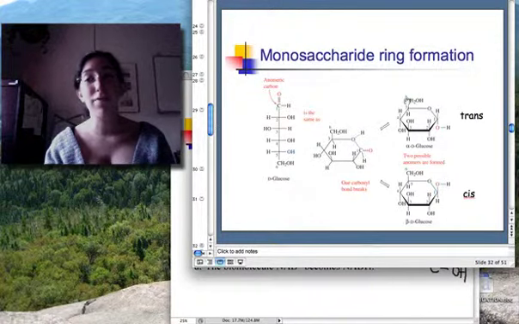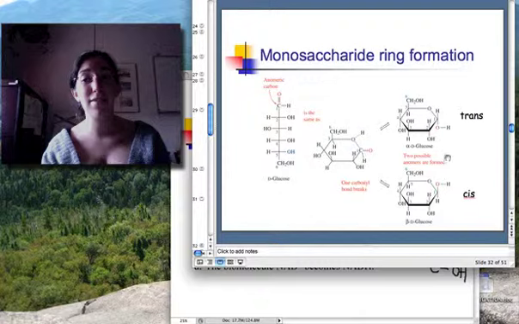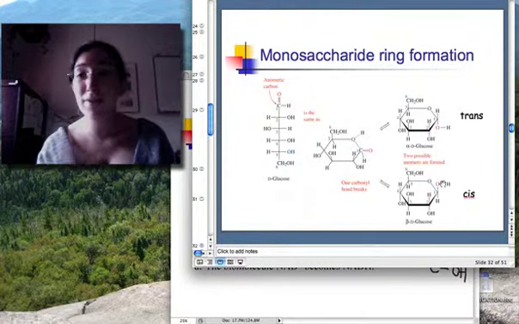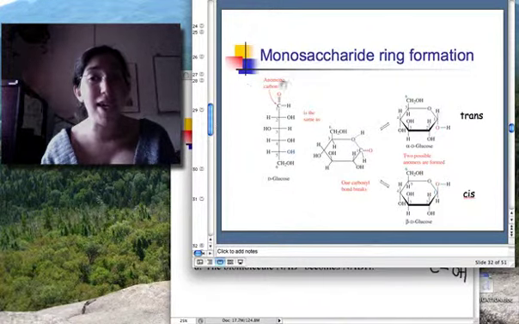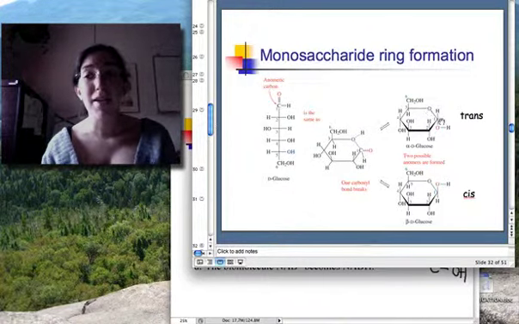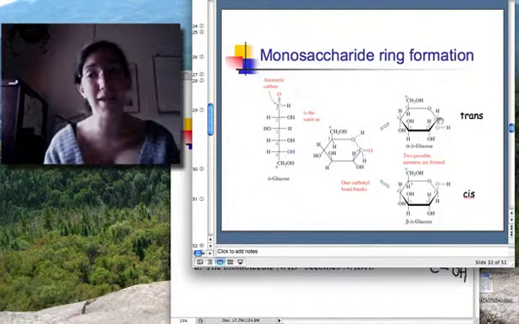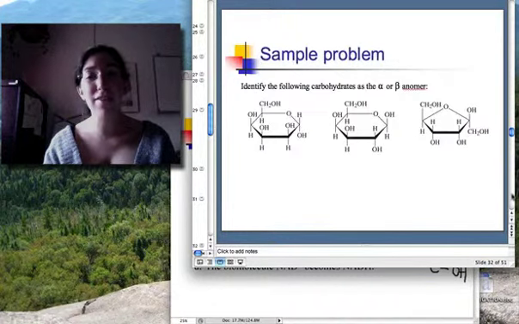Alpha, these two groups are trans. Beta, these two groups are cis. So when we're talking about cis and trans with these anomers, we're specifically referring to the relationship of the carbon 6 group up here and this alcohol group coming off the first carbon. Carbon number 1 here is referred to as the anomeric carbon, because the groups coming off this carbon determine which anomer it is, alpha or beta. So that's where that terminology comes from.